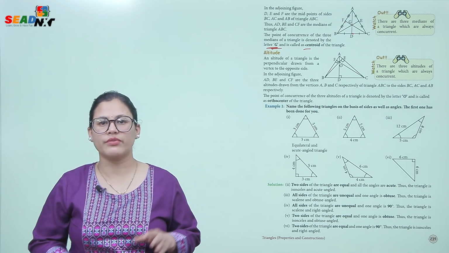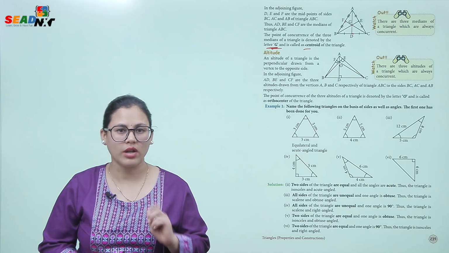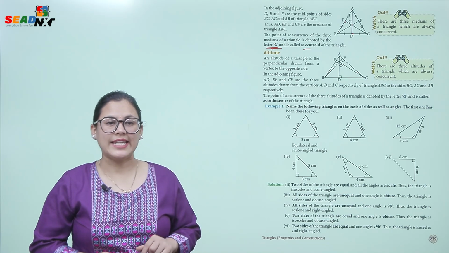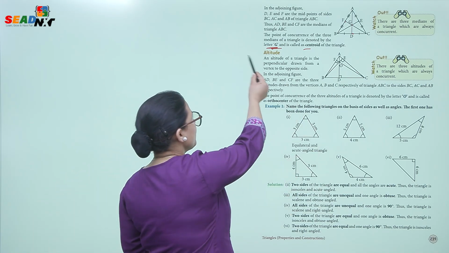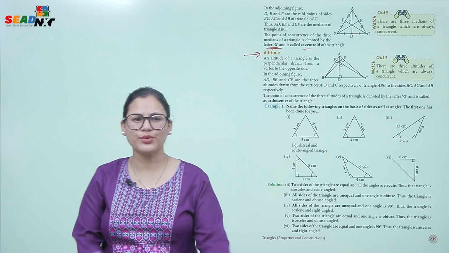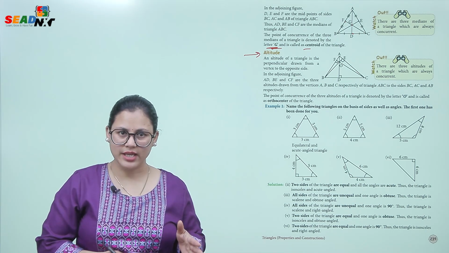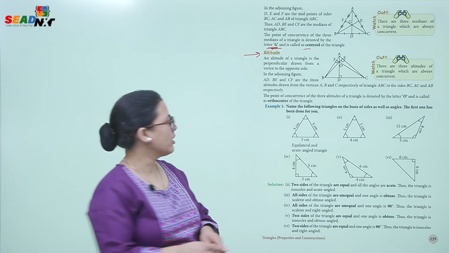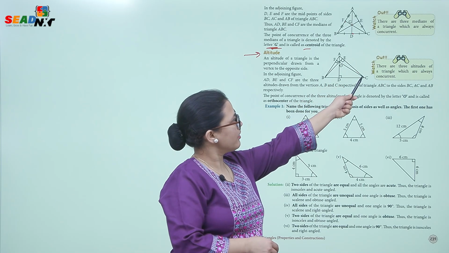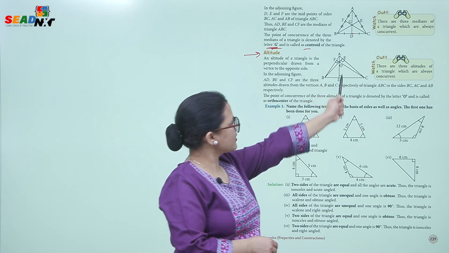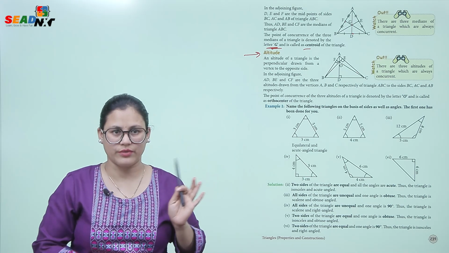There are three medians of a triangle which are always concurrent. Okay, next term is altitude. An altitude of a triangle is the perpendicular drawn from a vertex to the opposite side. Okay, from a vertex to the opposite side. This is vertex, opposite side, vertex and opposite side. So this is the altitude of a triangle.